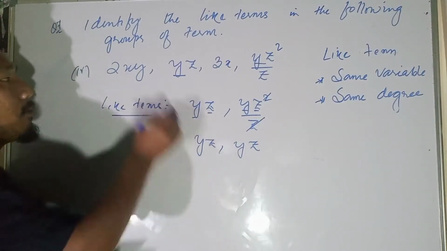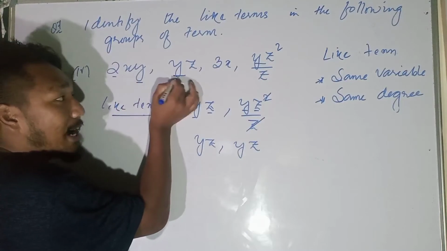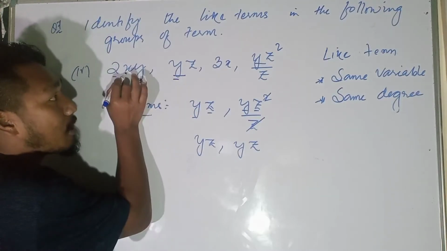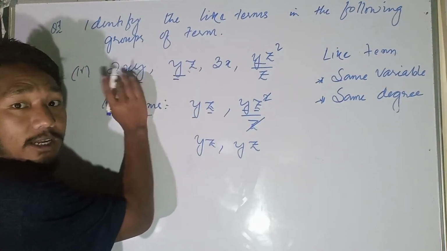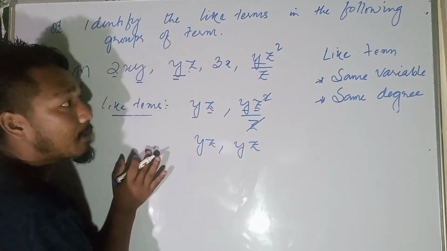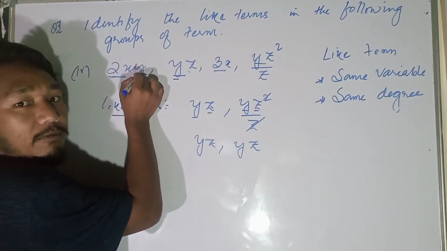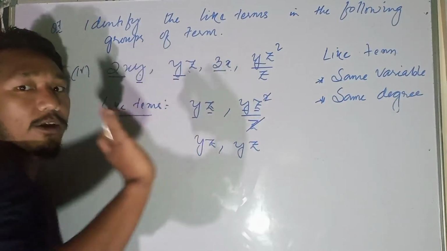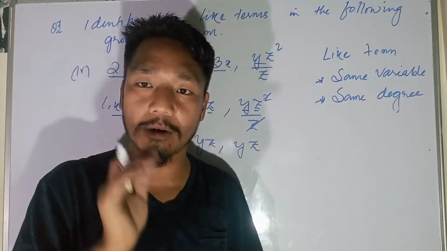You cannot consider 2xy and yz to be the same. Here we have y and y, but here we don't have x, and neither do we have z here. They are unlike, the variables are not the same. 3xy, here we also have x, but one more we have added y, but here we don't have y, which means they are not the same. Their variables should be the same and their degrees should also be the same.